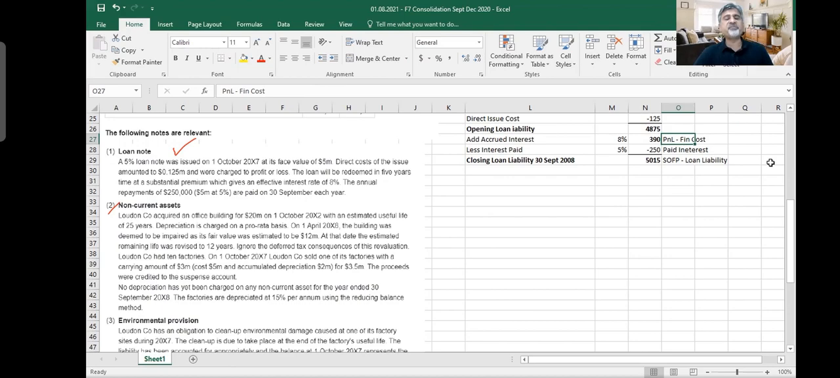In your P&L, you never write the 5%. If you remember last lecture, I said that 5% is only used for calculating how much cash I have to pay. That's all. This is what I'm paying out in cash, but my actual expense is at 8%, which is the WACC, maybe the effective interest rate, whatever you may call it.